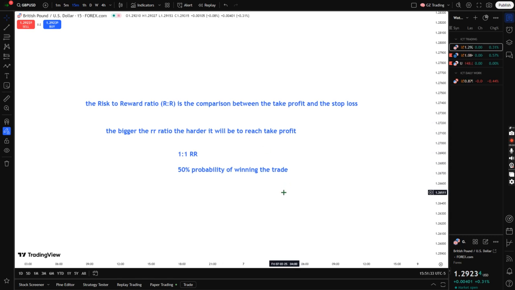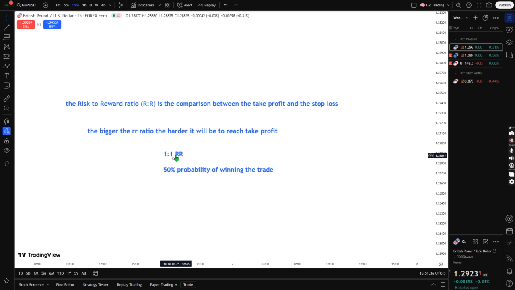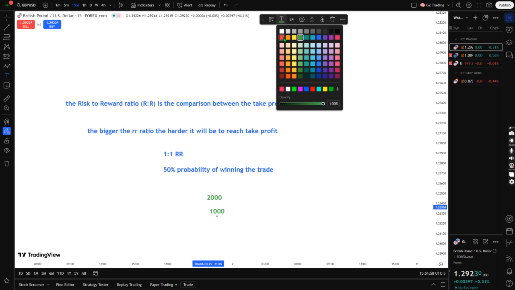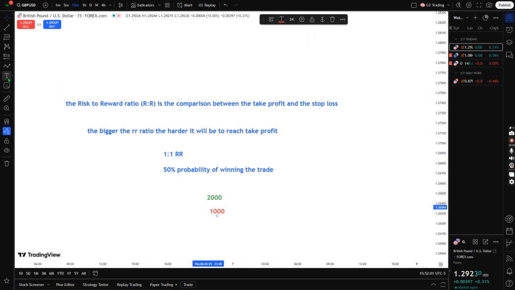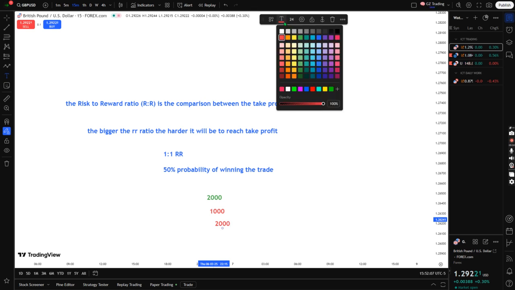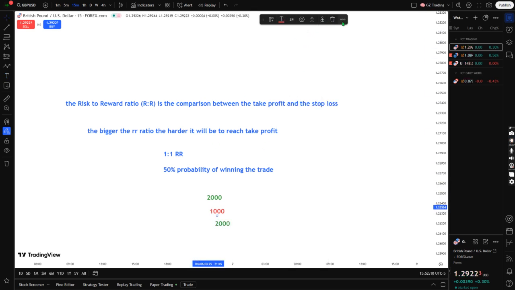So I always keep my risk ratio at 2, so my take profit is double my stop loss, because this allows me to take some losing trades without them affecting my account. Because, for example, if I'm risking 1,000 and in the first trade I make 2,000, and then I lose 1,000, and then maybe I make another 2,000, and then I lose 1,000, and I lose 1,000 again.